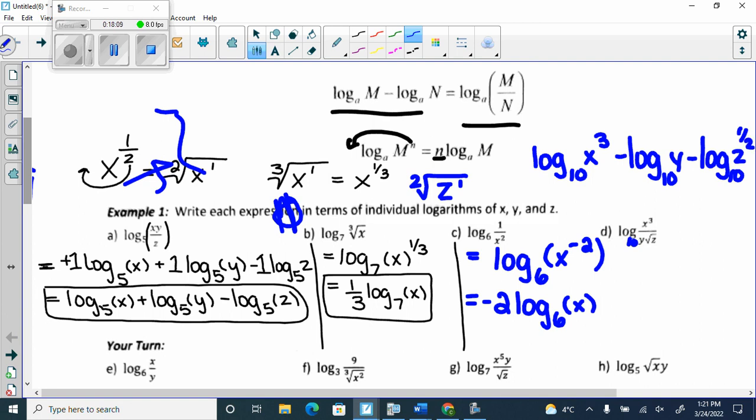Now, they might not actually have that as the answer. What they might do is actually take all the exponents on each of those separate logs and drop it to the front. So they might go one more step. They might go 3 log x, because do they have to write the base 10? No. Minus log y. Minus 1/2 log z.